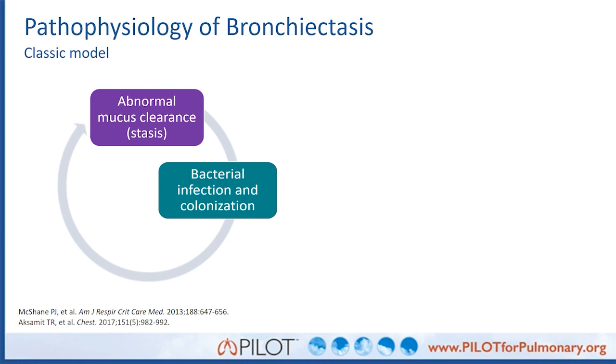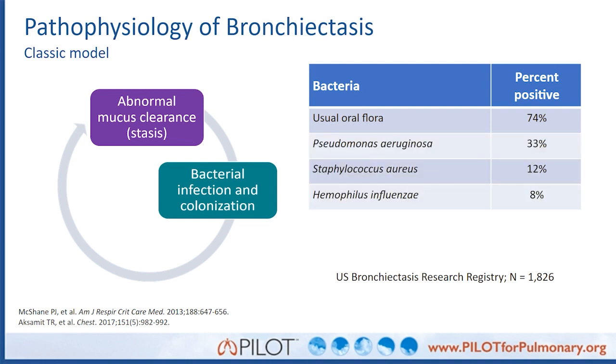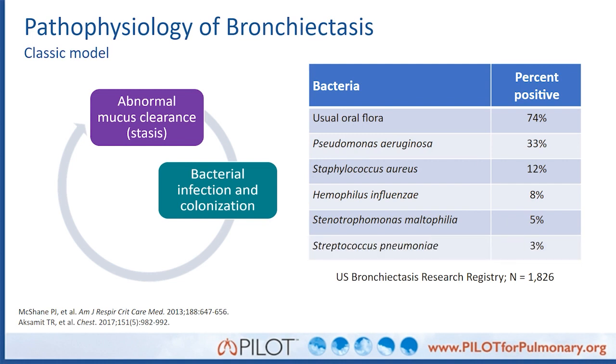There are some bacteria which are more commonly seen in patients with bronchiectasis. And when you look at any epidemiologic review, we typically see the same organisms. Pathogenic bacteria include Pseudomonas aeruginosa, Staph aureus, Haemophilus influenzae, Stenotrophomonas. In many of these patients, you'll find more than one organism, which is why you see in this display that the sums are greater than 100%.